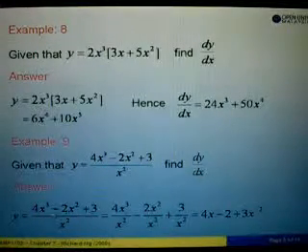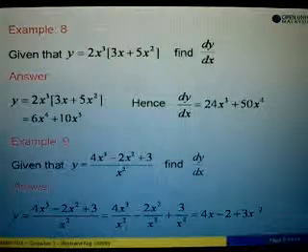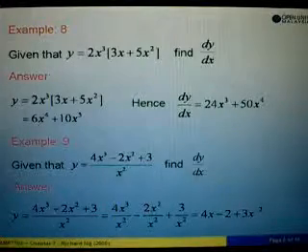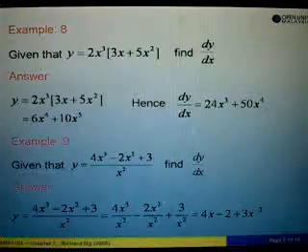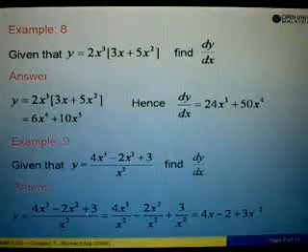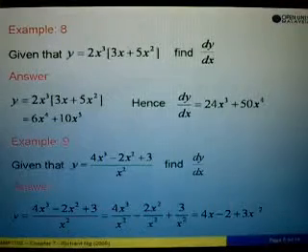Alright, so we split into 3, we will get 4x cubed over x squared. Minus, we copy the minus, then we have this one, 2x squared over x squared. So we write down 2x squared over x squared. Then followed by plus 3, so we have 3 over x squared.